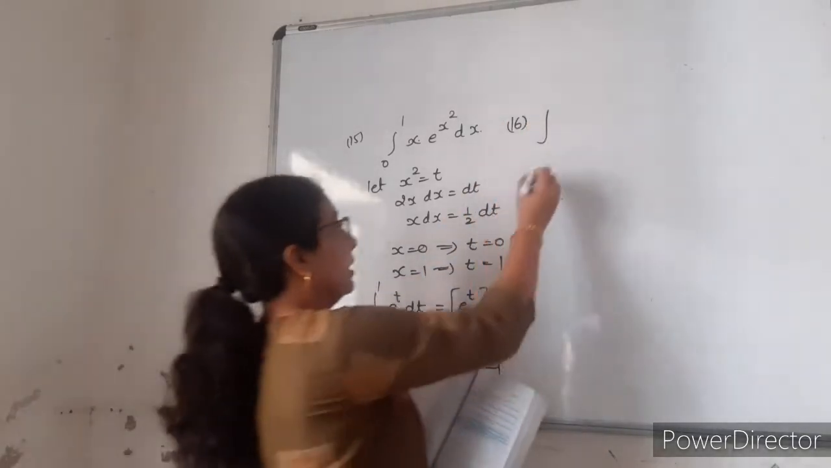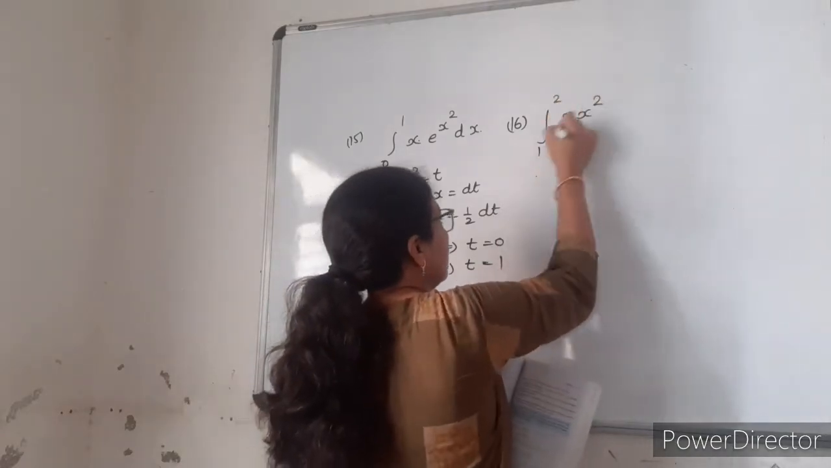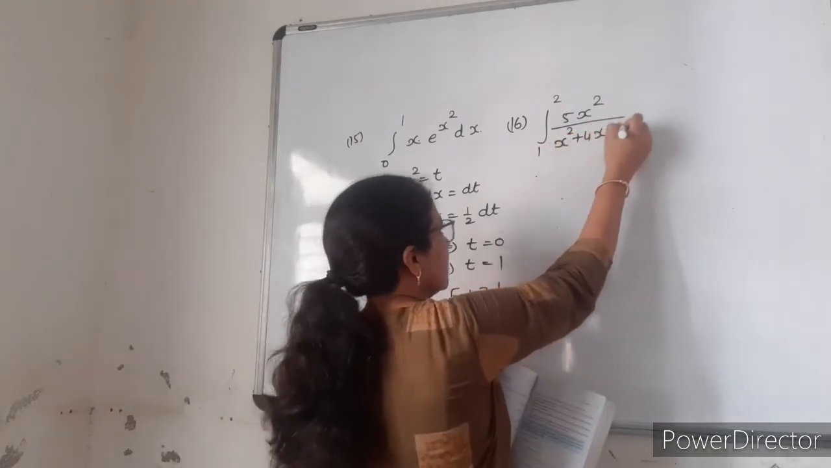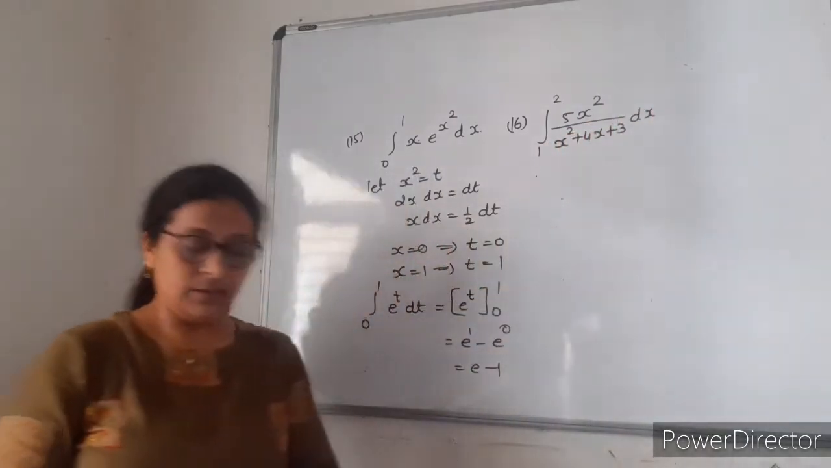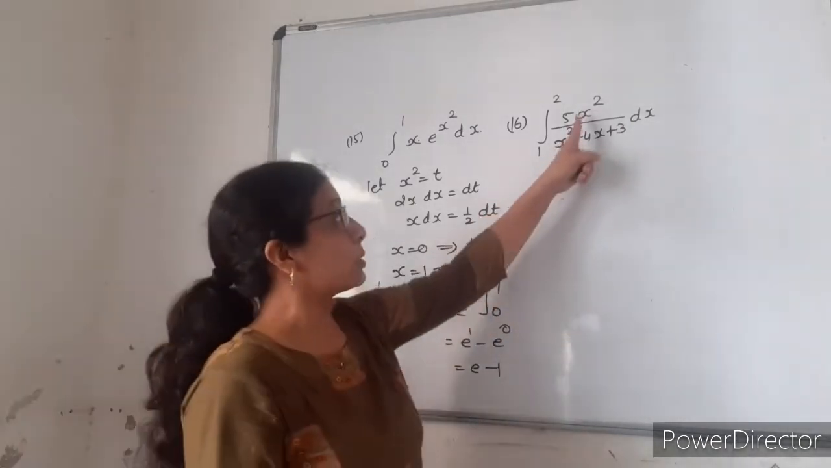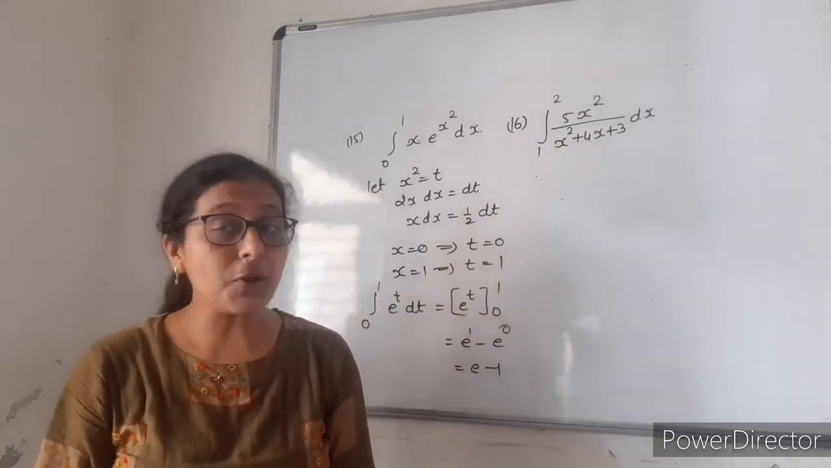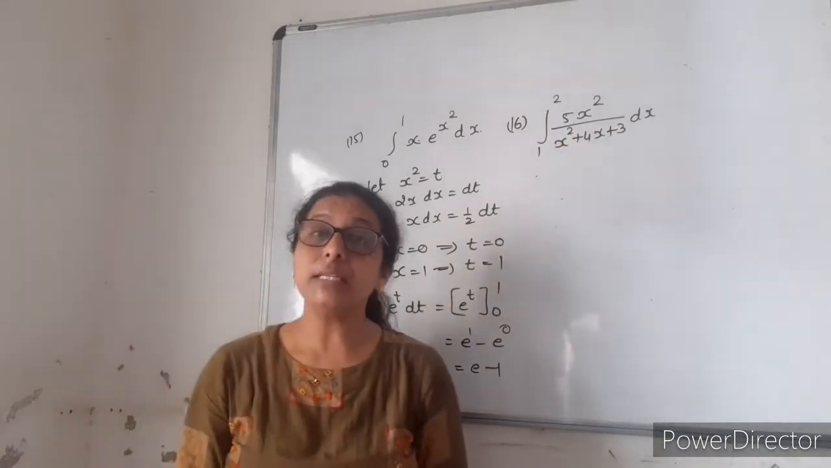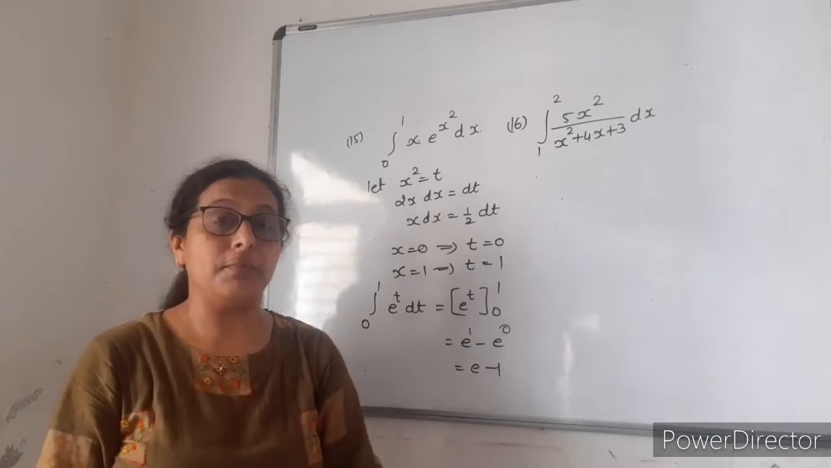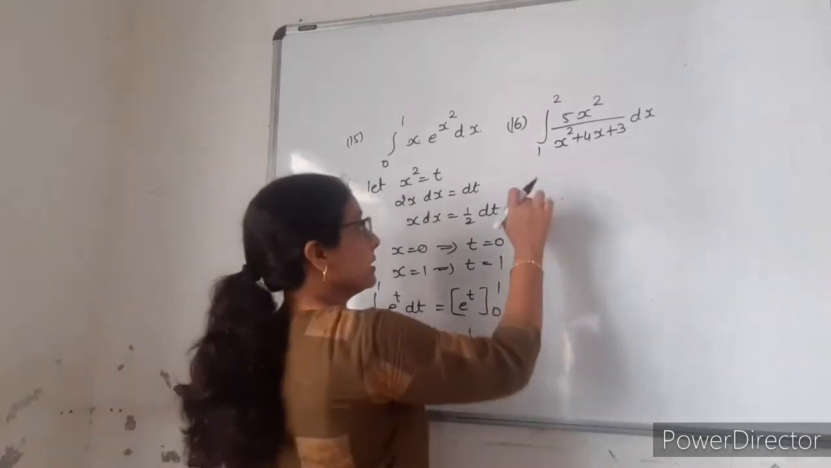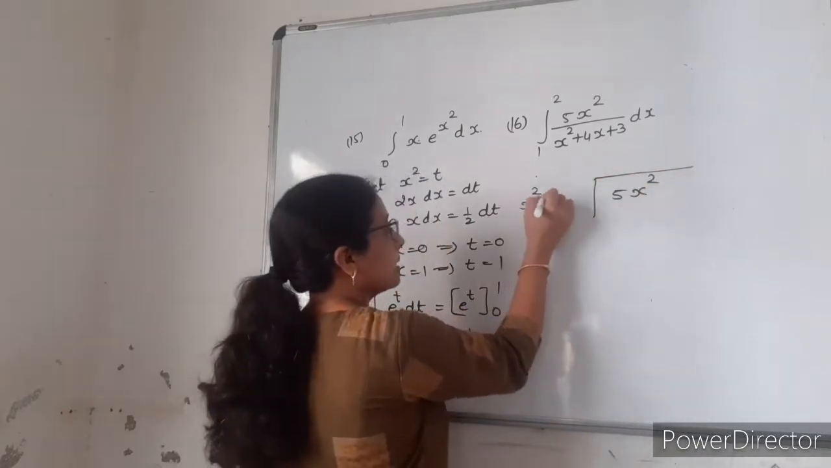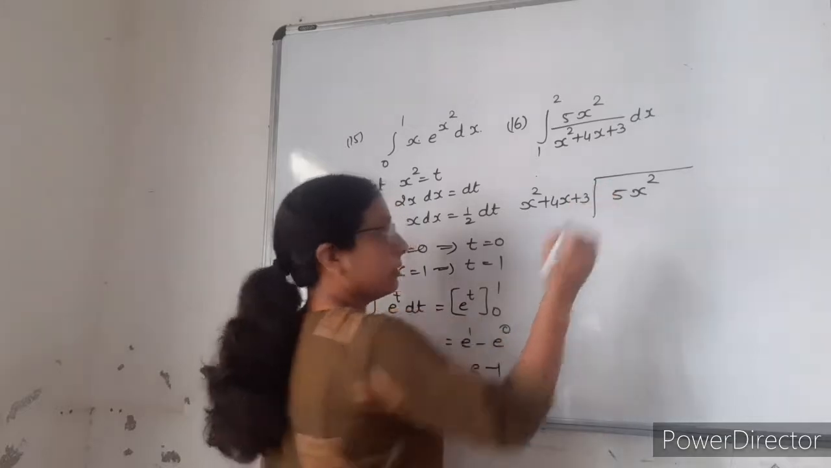Integration of 1 to 2, 5x square upon x square plus 4x plus 3 dx. Okay, now do you know what method this is? Yes, first of all x square and x square are the same. It is improper, right? So you have to divide it and first convert it completely into the proper form. So here you will just divide this 5x square by x square plus 4x plus 3.